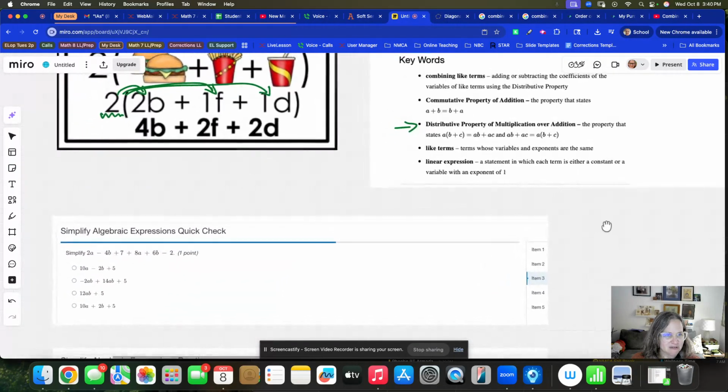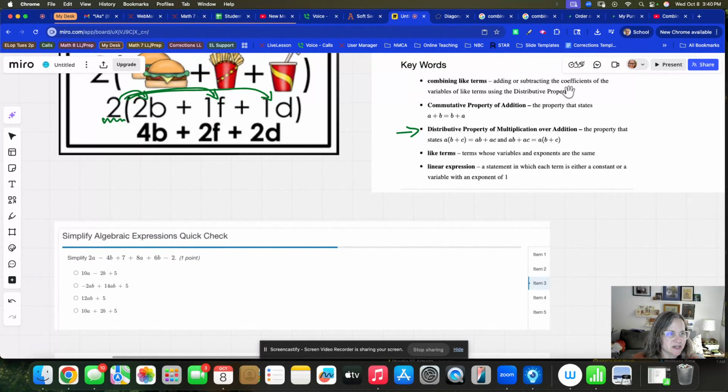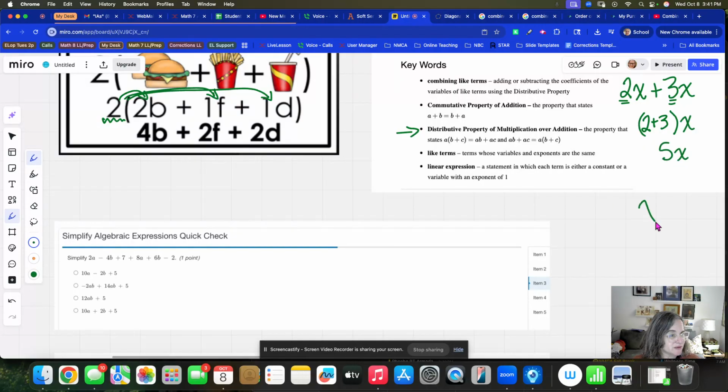If you look at the definition of combining like terms, it says adding or subtracting the coefficients of the variables of the like terms using the distributive property. That's quite a mouthful. But what they're saying there is if you have 2x plus 3x, what you are going to do is add the numbers and say that's how many x's I have. I've got 2 x's here, I've got 3 of them here. Altogether, I'm going to have 2 plus 3 of those x's, or 5 of them. Okay, 5x means 5 times x. It also means this, x, x, x, x, x. Hey, I've got 5 of those x's.